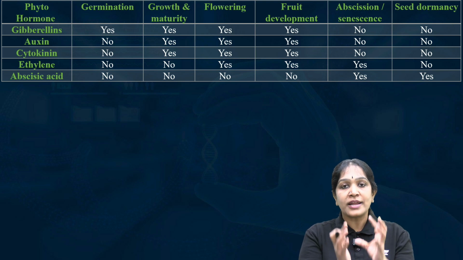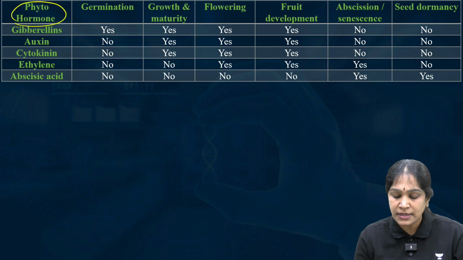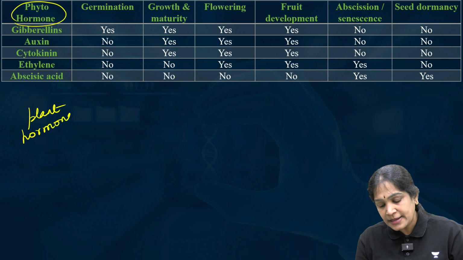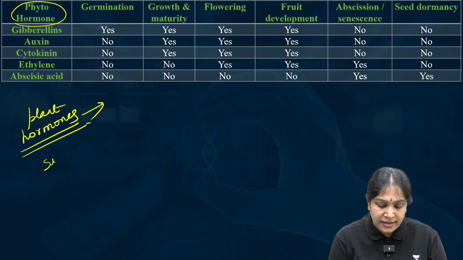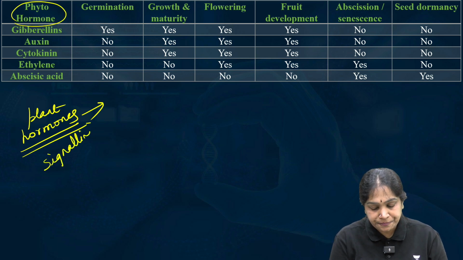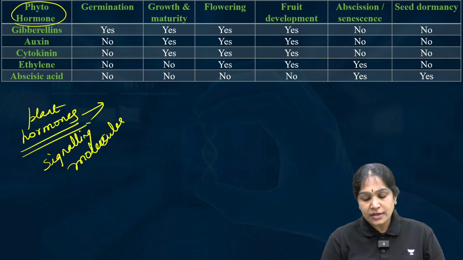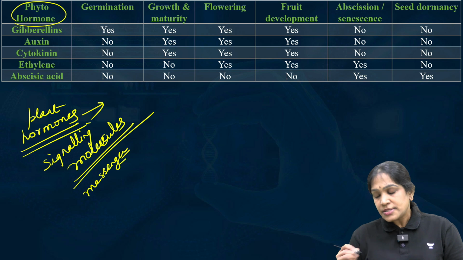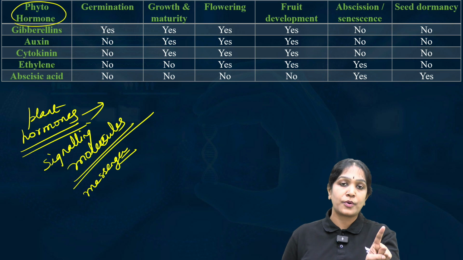Now let us see one more topic in plant physiology, that is the phytohormones. Phytohormones means what? Plant hormones. Phytohormones are the plant hormones. Firstly, what are the hormones? Hormones are signaling molecules. They are called the messengers. So, if any mechanism should occur in the plants, the signal should come from the hormones.